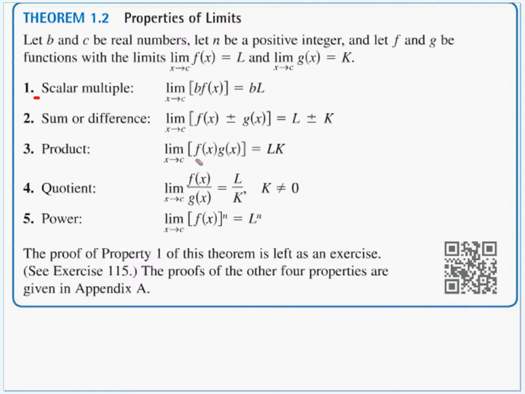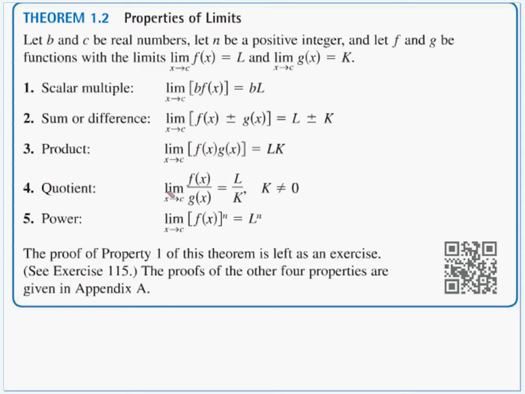Product, if we're multiplying, we have the limit as x approaches c of f of x times g of x. Well, we know that the limit of f of x is this number L. The limit of g of x is this number k. Since we're multiplying them here, we would just multiply those numbers together.